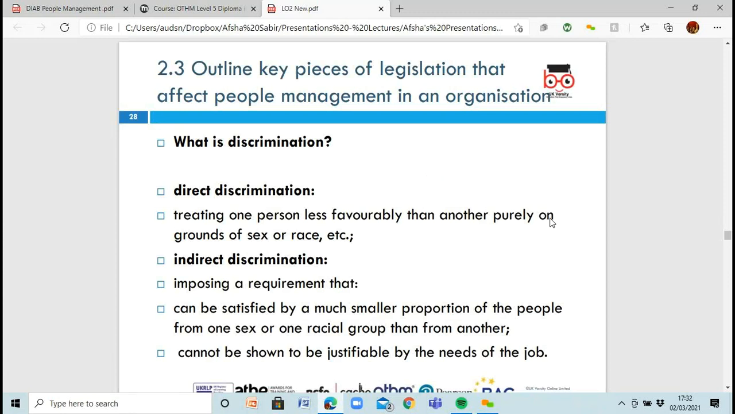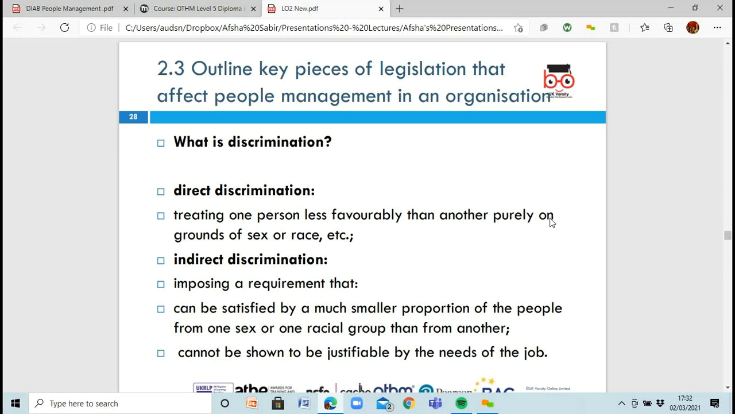When we think about discrimination, we've actually got direct discrimination and indirect discrimination. So direct discrimination is when you're purposefully looking at someone, you're looking at their skin color, looking at their gender, looking at how old they are, or even what their name is, and you're purposely discriminating against them, and you're saying that I don't want this person working for me. So you're treating one person less favorably.